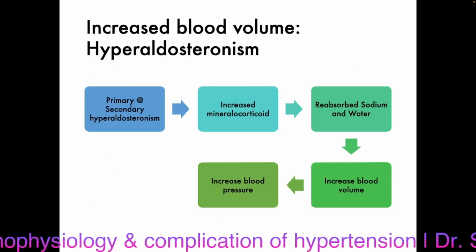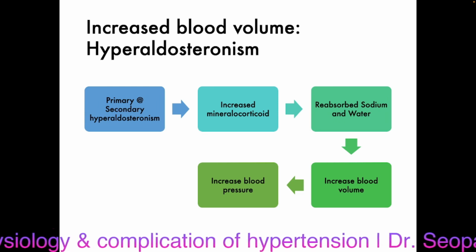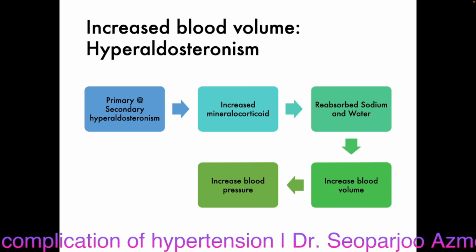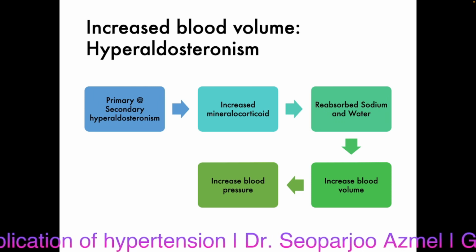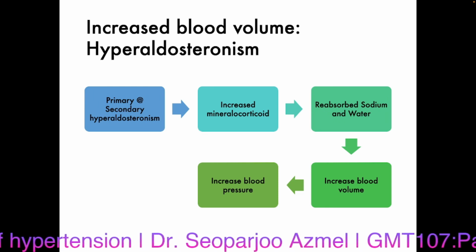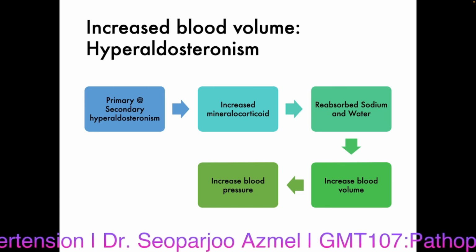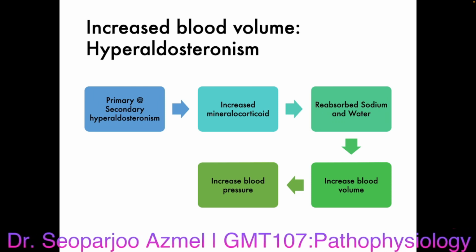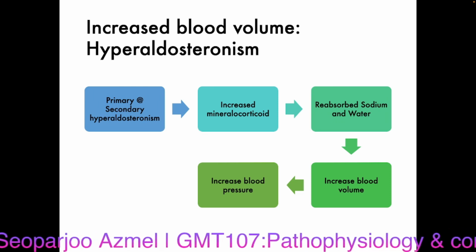Alright, so for hyperaldosteronism, either primary or secondary, it will increase the mineralocorticoids. What does this mineralocorticoid do? It will cause reabsorption of sodium and water in the renals. When there is a reabsorption of sodium and water, again it will increase the blood volume, thus increasing the blood pressure.